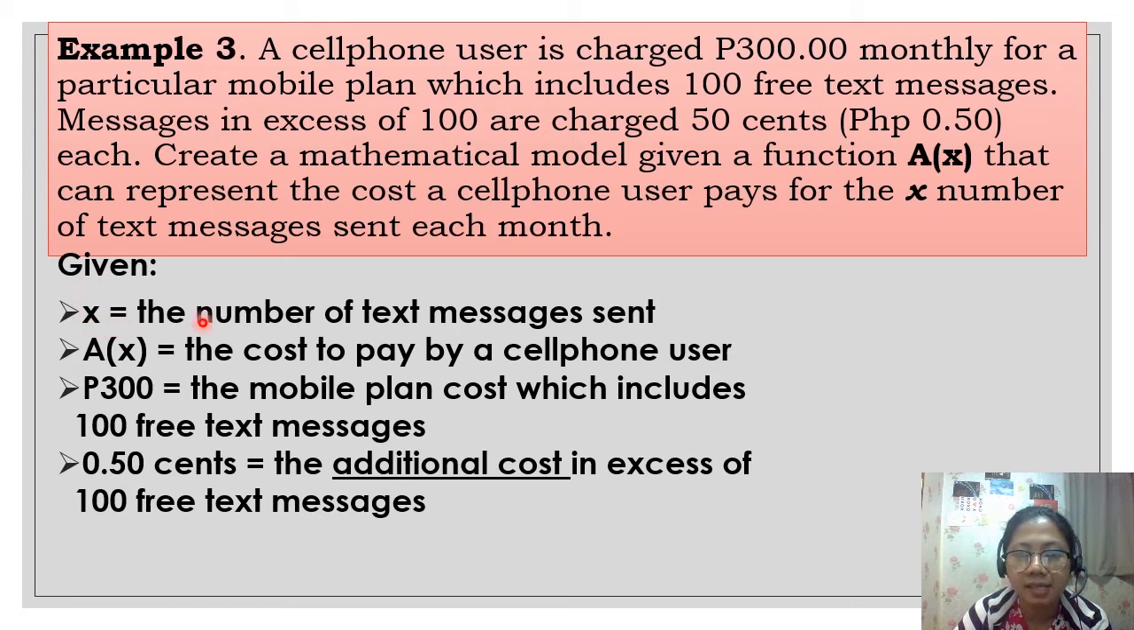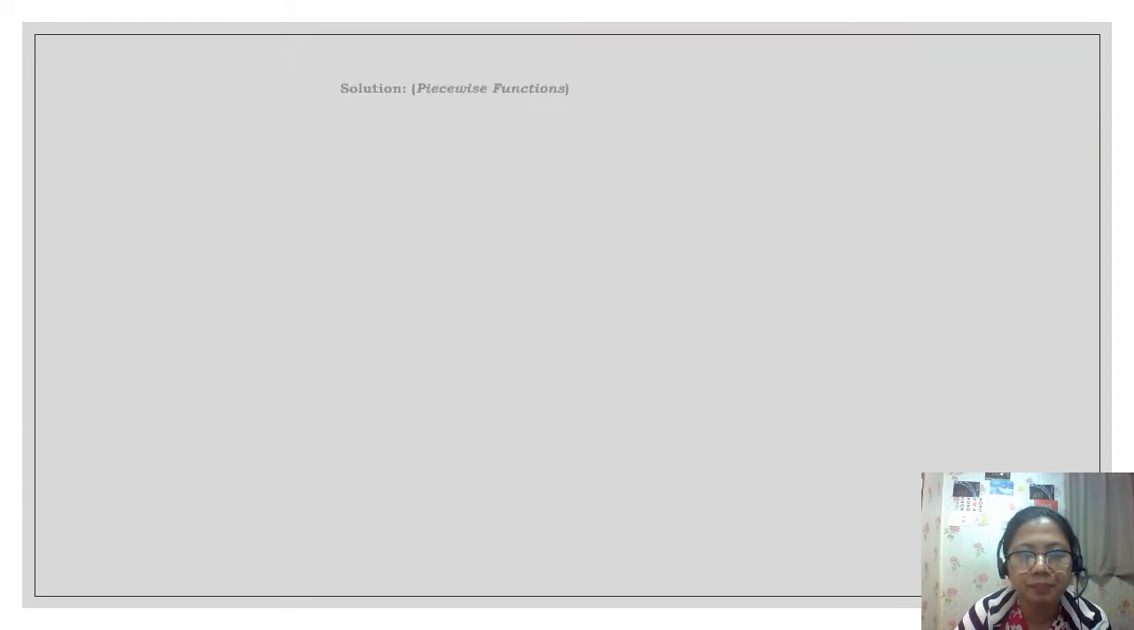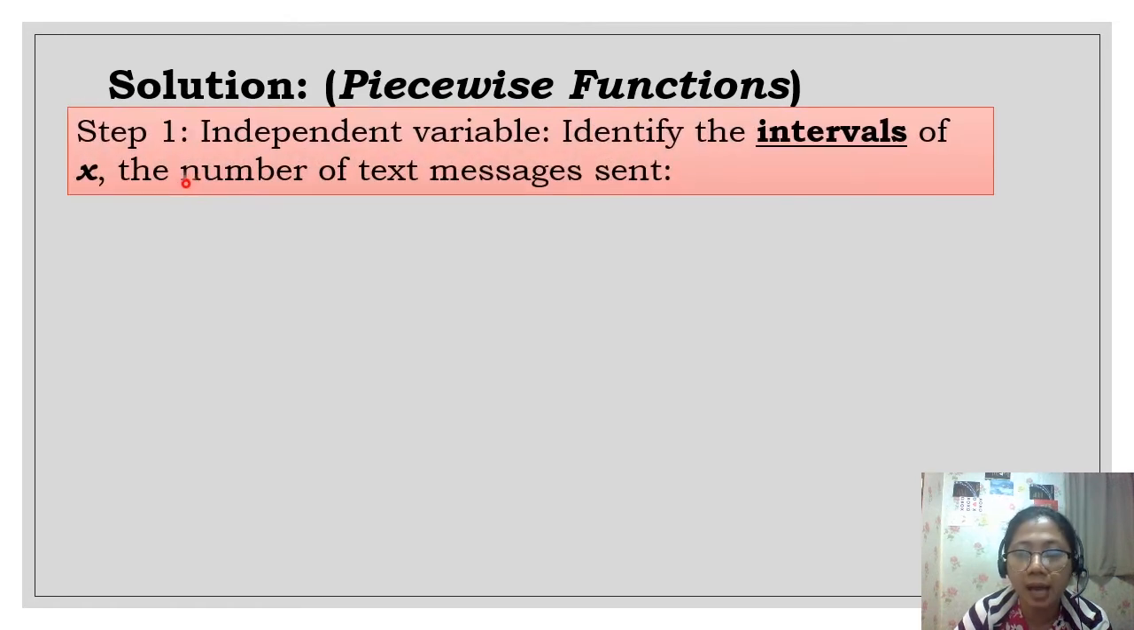Given, x is the number of text messages sent. A of x is the cost to pay by a cell phone user. 300 pesos is the mobile plan cost, which includes 100 free text messages. 0.50 cents, this is the additional cost in excess of 100 free text messages. So for the solution, we will have step 1. For the independent variable, we will identify the intervals of x. X is the independent variable, which is the number of text messages sent.